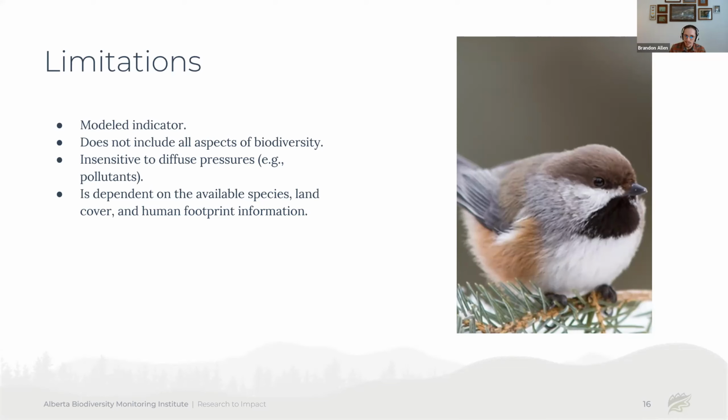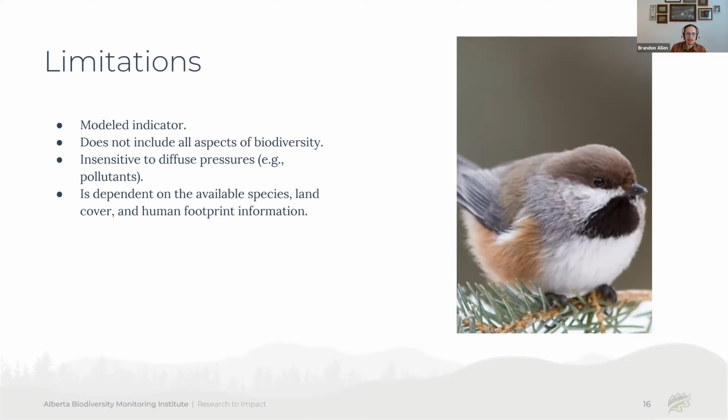Like any environmental index, it is just one aspect of biodiversity. This index, and really any index, shouldn't be used as the singular answer for all of your management questions. It's just one piece of this biodiversity puzzle that we're working on.